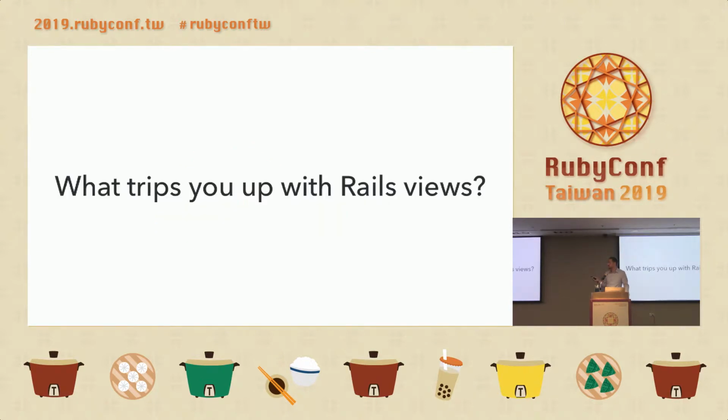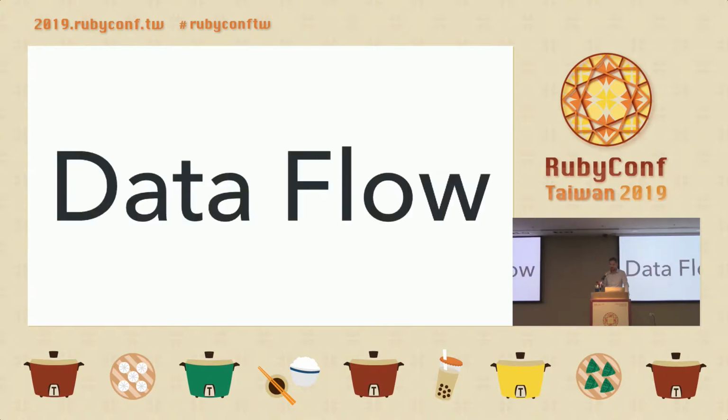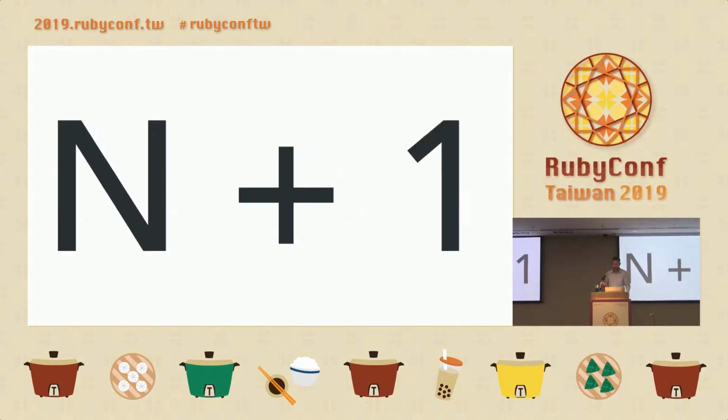So when I asked my local Ruby group back in Colorado, what trips you up with Rails views? The number one response to that question was pretty simple. Data flow. And a common data flow error I think we probably all made in our views is the n+1, where you accidentally generate an expensive query in a view.